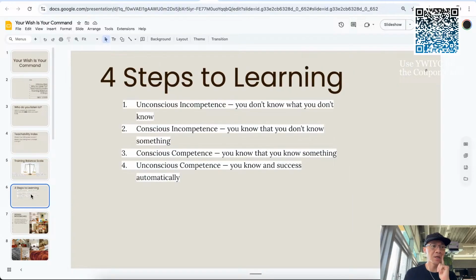4 steps to learning. You need to have these installed in your subconscious mind so you can start to filter all this information all around you. Because you want a straight path to success, right? And the way you're going to do it is listen to people who have come before you. And Kevin is somebody who's already demonstrated massive success.